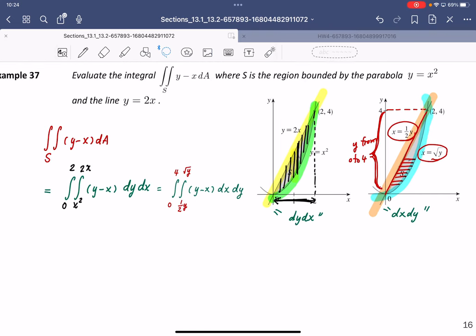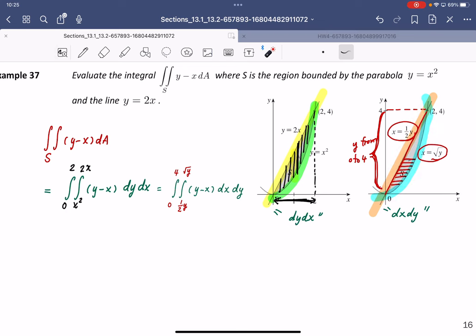But why don't you integrate from 0 to 4 instead of x squared to 2x? No, because you cannot integrate from 0 to 4 here, because the domain of the integration is S. So they want just this area, not the rectangle. This is just S.